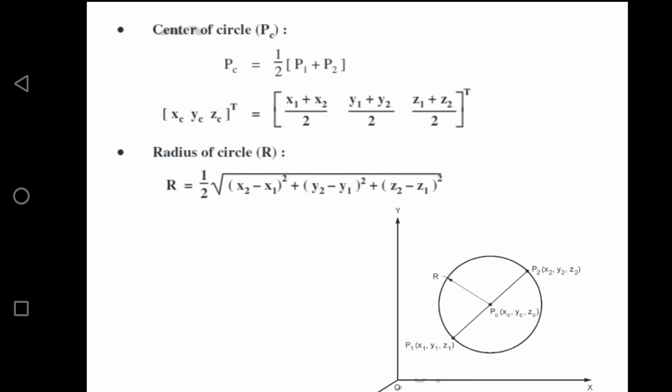So this is the parametric equation of a circle by using the recursive method, and the center and radius of the circle. These are the equations you have to apply to numericals that you get in your exams or in real life.